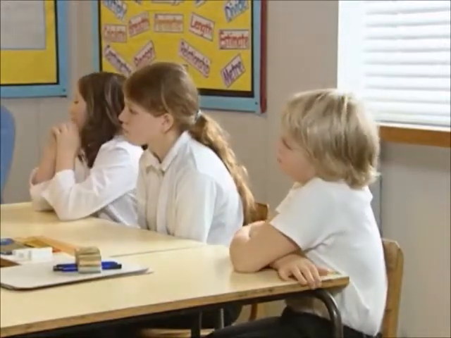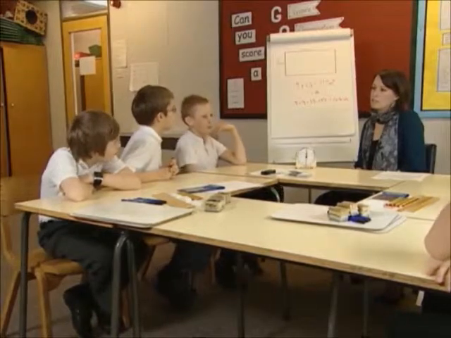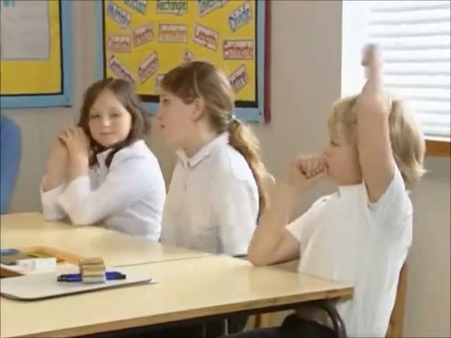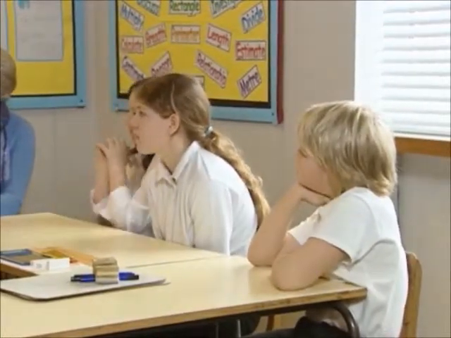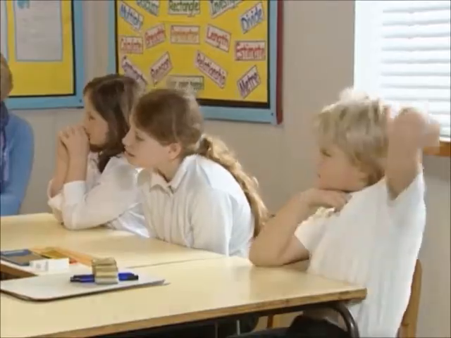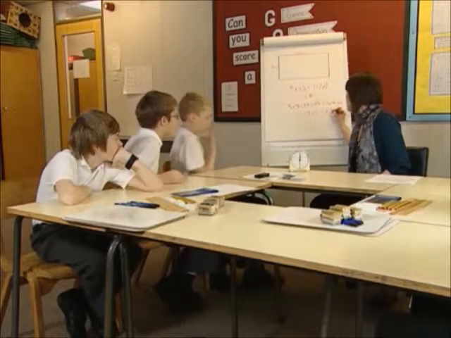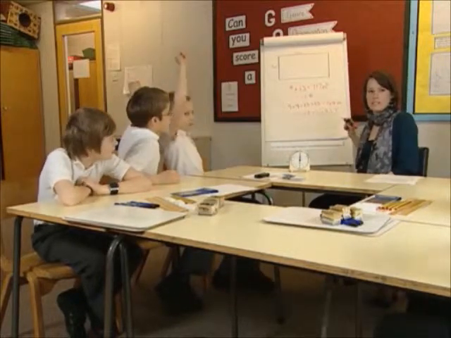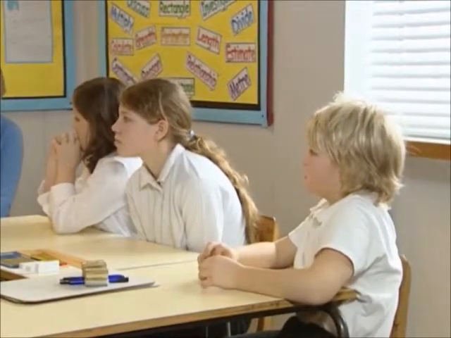Can you give me a formula then for how we calculate the perimeter of a rectangle? L plus B plus L plus B. Okay, so we could write L plus B plus L plus B. How could we write it more simply? Jake, do you know? L times 2 plus B times 2.